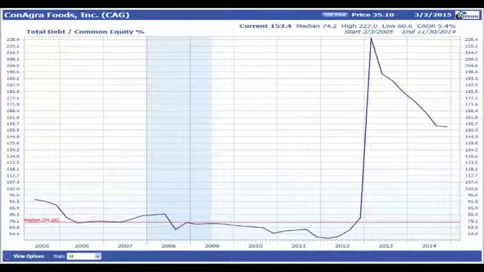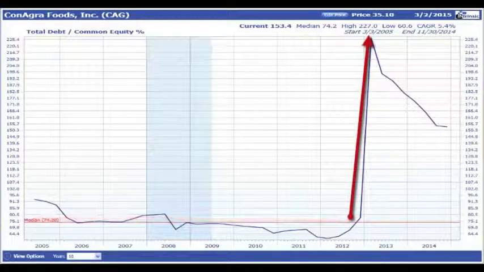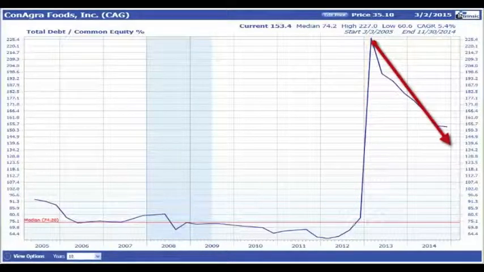In this example, ConAgra's total debt to common equity ratio ran about 75% in 2005 to 2012, then shot up to over 200% in 2013. Since then, the ratio has declined to a current level of 153% of equity.